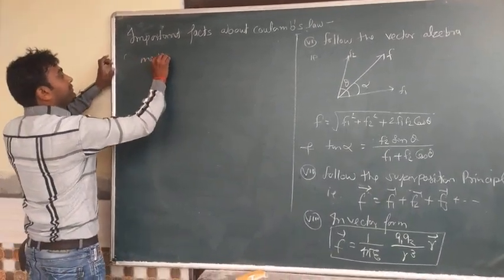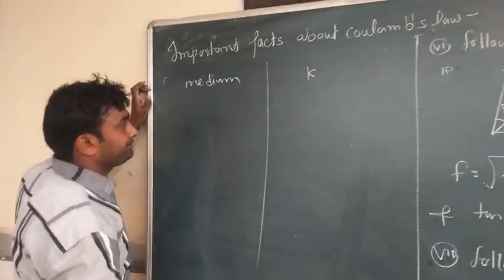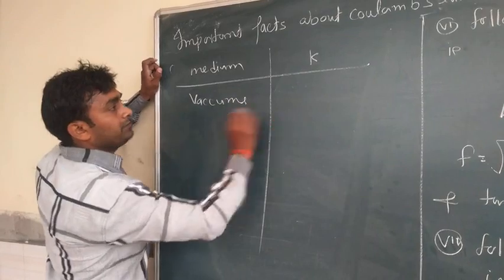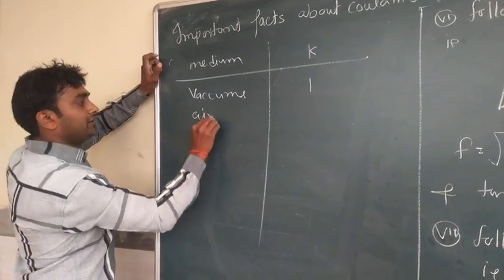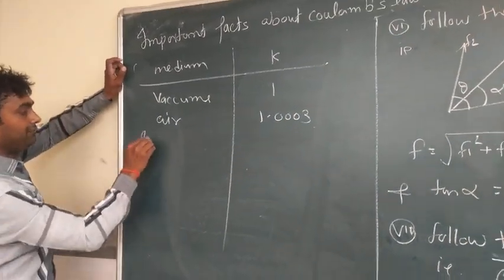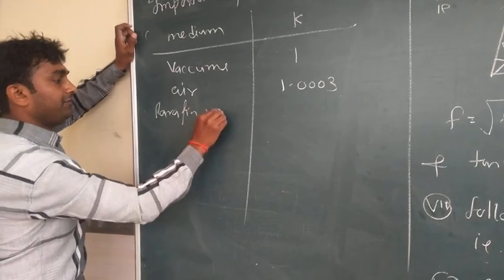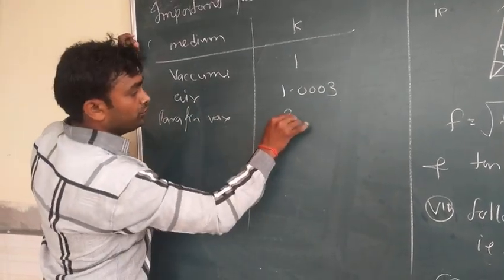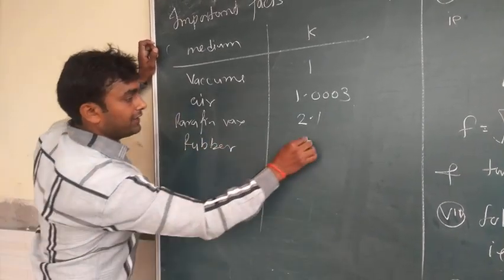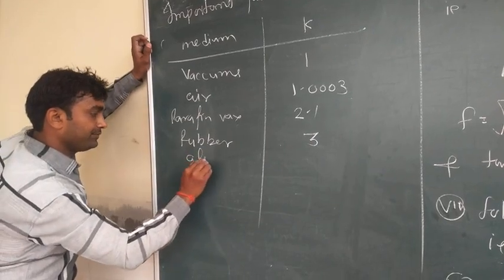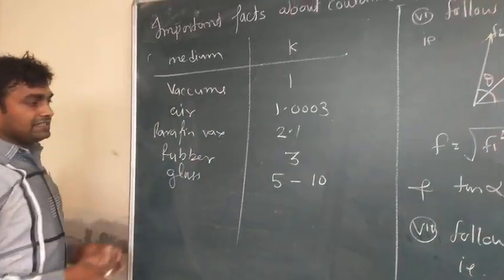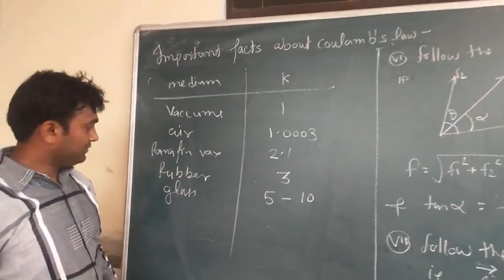Medium and the value of K. Vacuum: the value of K is 1, while for air, the value of K is 1.0003. For paraffin wax, the value of K is 2.1. For rubber, the value of K is 3, while for glass, the value of K ranges from 5 to 10, because glass is of many types: Crookes glass, flint glass, etc.